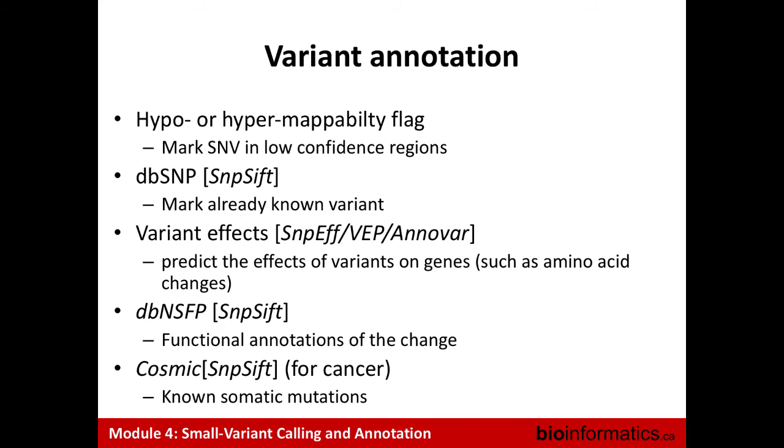dbNSFP, sorry, is to have a functional annotation of the change, so it's a bit different. It's more at the level of pathways and protein structures. And if you work in cancer, there's the COSMIC database you can use to see if this variant has already been reported as a somatic mutation linked to a specific cancer.